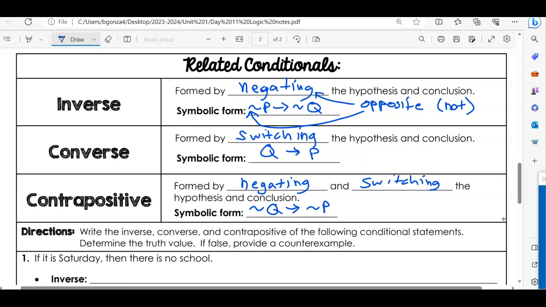Converse, what did I do? Switch the order. Inverse, same order, but I make it opposites. And then the third thing, now, do you see how this is the most complicated word? Contrapositive. It's the most complicated thing. You're going to do both of them. You're going to switch and flip.